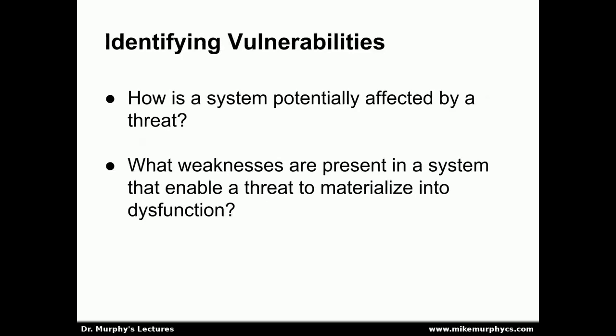So when we look to identify vulnerabilities, we've identified threats. What we need to do is decide how those threats can potentially affect the system. In other words, what weaknesses are present in the system that enable that threat to materialize into some kind of dysfunction, into some kind of theft of information, into some kind of damage to the system, or into some kind of denial of service situation, some type of availability removal or reduction.